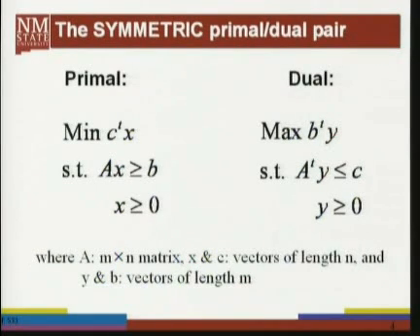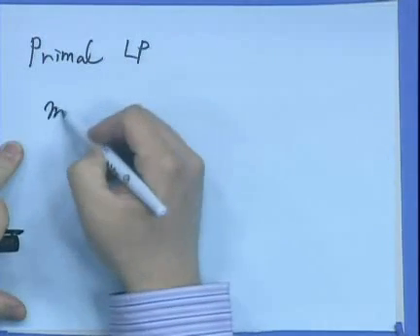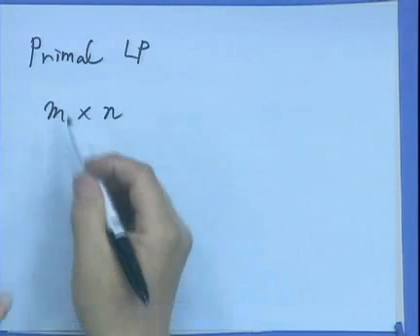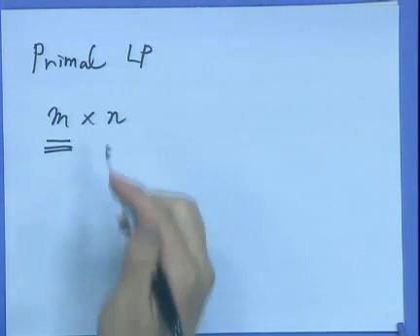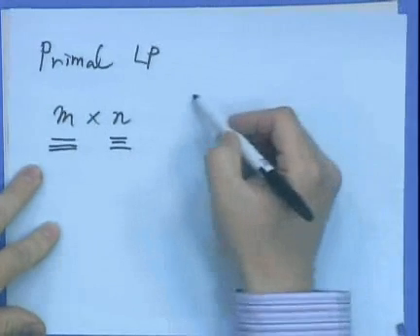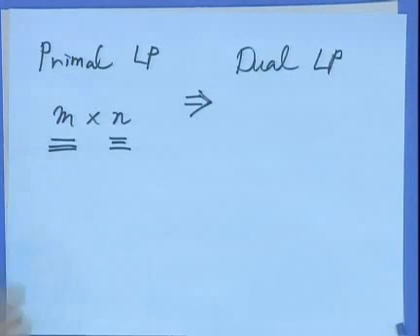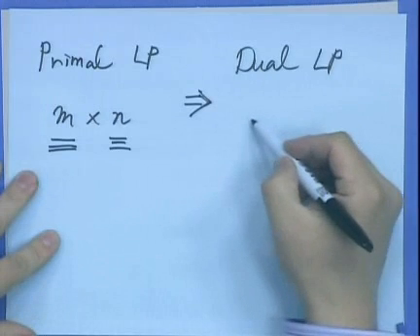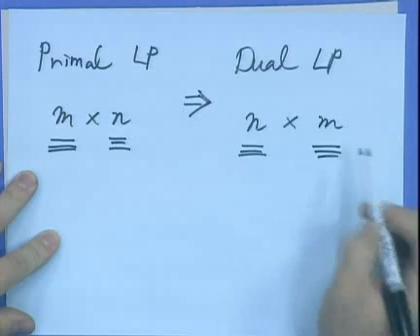and it has some characteristics such that if the primal LP is m by n, which means it has m different constraints, not including non-negativity restriction, and n variables, then in the dual problem you should have n constraints and m variables. Okay?